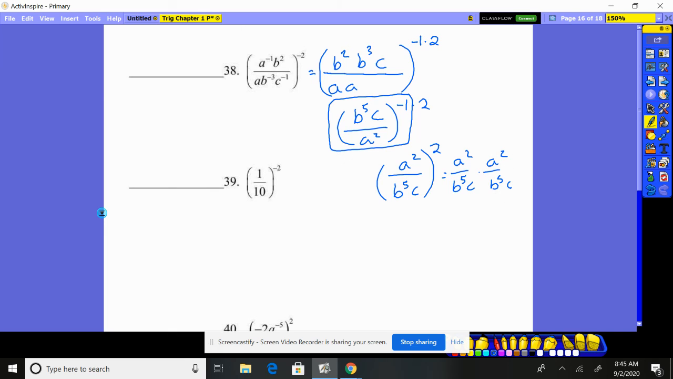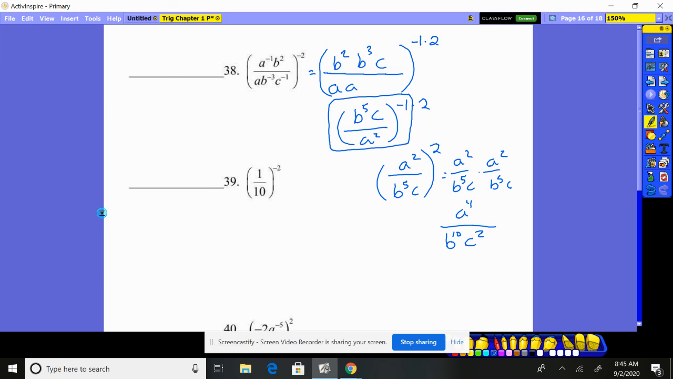Told you I didn't leave enough room. Up top, AA and AA is A to the 4th. B to the 5th twice will be B to the 10th. And CC will be C squared. There's our answer to 38.